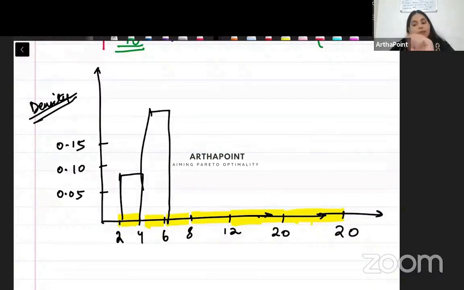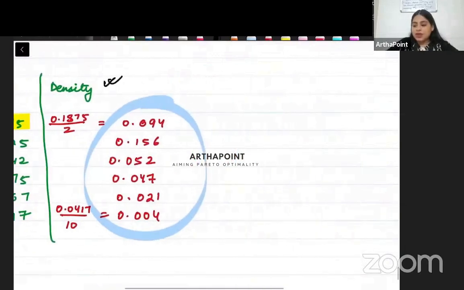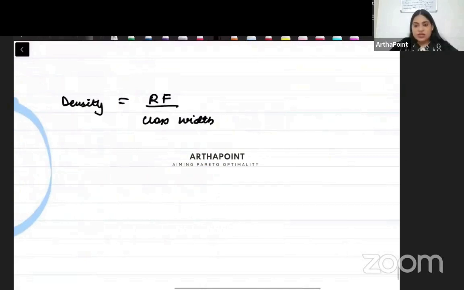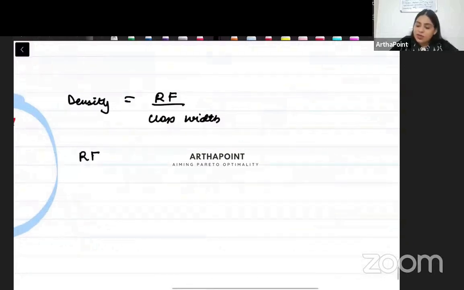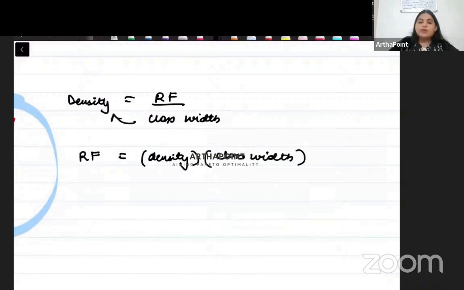One last thing that can come in MCQ. एक बात बताओ, density क्या थी? Density was relative frequency divided by class width. है कि नहीं है? Relative frequency divided by class width. So बेटा, relative frequency क्या होगी? Density into class width. Relative frequency will be density into class width.